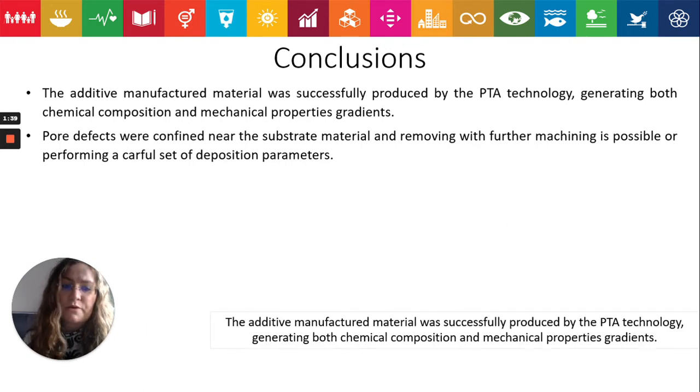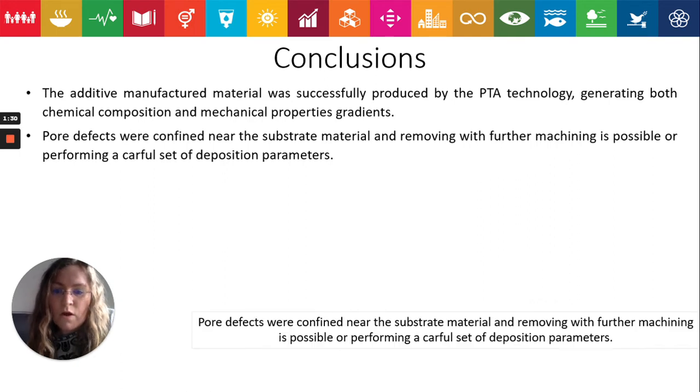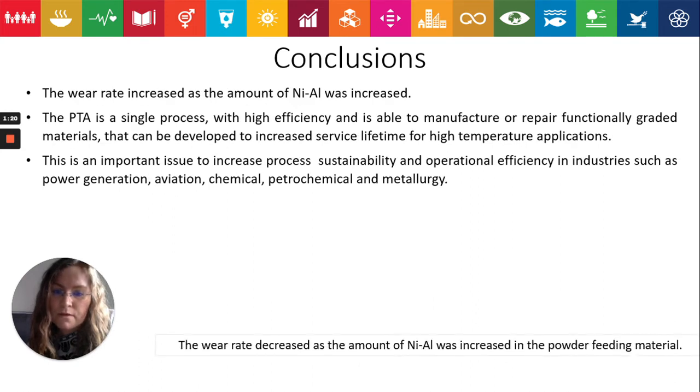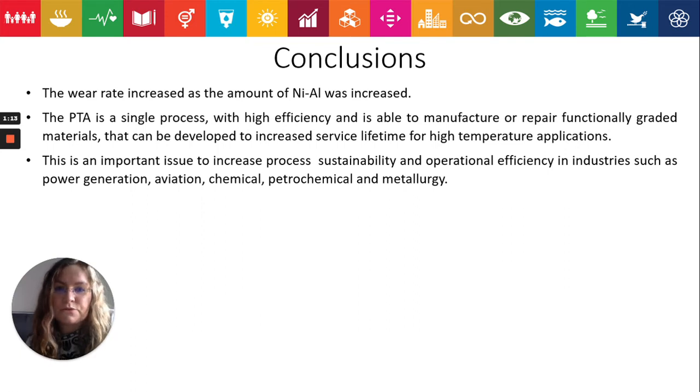The additive manufacturing material was successfully produced by the PTA technology, generating both chemical composition and mechanical properties gradients. Pore defects were confined near the substrate material, and removing them with further machining is possible, or by performing a careful set of deposition parameters. The wear height decreases as the amount of nickel aluminum was increased in the powder feeding material.